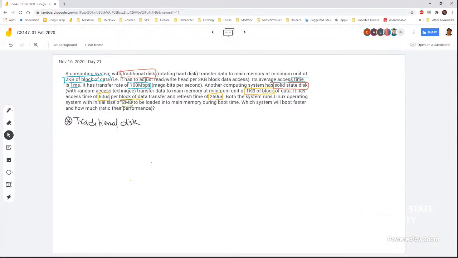So given this information, that 2 kilobyte block of data, the first thing we compute is the number of blocks, which is how much data we need to move. We need to move 2 megabyte. So the number of blocks equals 2 megabyte divided by 2 kilobyte. We can nullify these units, so it is megabyte by kilobyte, which is 2 to the power 20 by 2 to the power 10. Mega by kilo is 2 to the power 10, which is 1024. So the number of blocks we need to transfer from the disk in a traditional disk system is 1024 blocks.